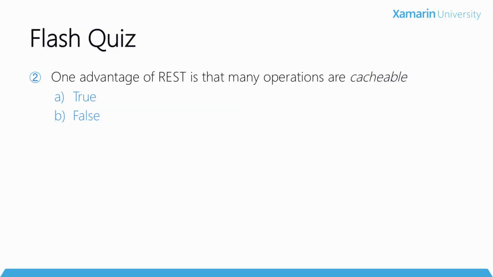Question 2. One advantage of REST is that many operations are cacheable. Is that true or false? That is true. Cacheable services are one of the biggest benefits of using REST.